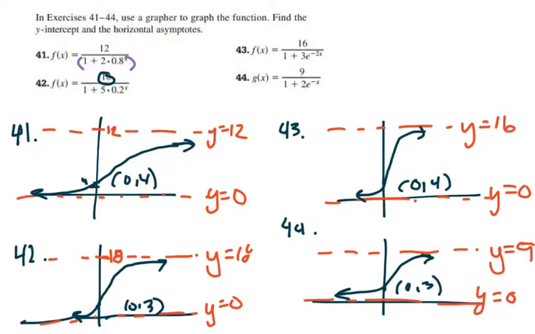Alright, so again, you don't really need necessarily the grapher to find the horizontal asymptote, because it's going to be up here and then always at 0. And then the intercept, you can of course just plug in a 0 for the x and see what your y is.